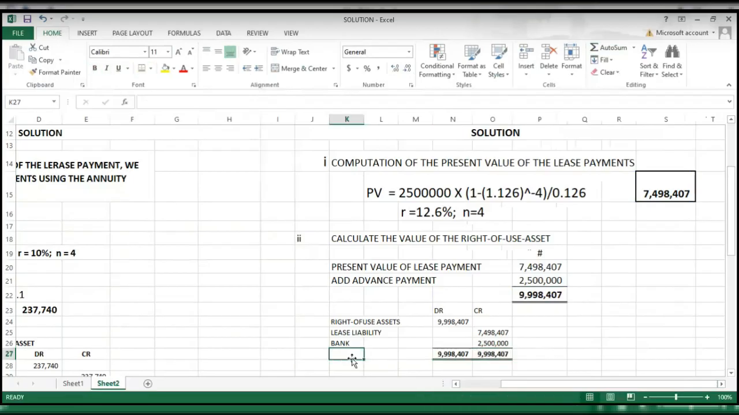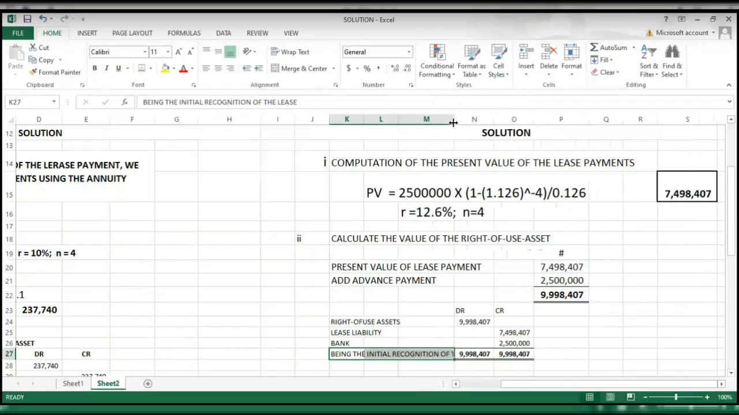And the description would be, being the initial recognition of the lease. So that is going to be the description in our journal.